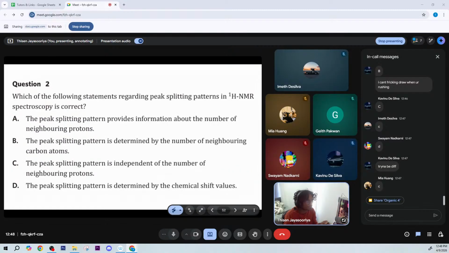So here, which one of the following regarding splitting patterns in HNMR spectroscopy is correct? The splitting pattern provides information about the number of neighboring protons. The splitting pattern determines the number of neighboring carbons. The splitting pattern is independent of the number of neighboring protons. The splitting pattern is determined by the chemical shift. What do you guys think? A, B, C, or D?